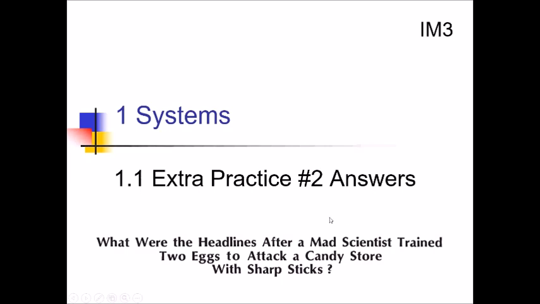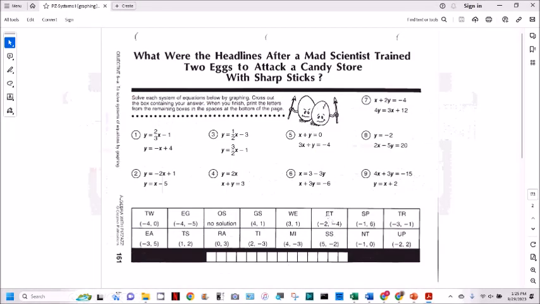So for this particular puzzle, let me show you the puzzle here. We're given 9 systems of equations that we're supposed to solve by graphing. And then we have to cross out the box containing our answer, which will be a point. When we finish, we're just going to print out the letters of all the boxes that we did not cross off down here below. And the riddle that we're supposed to solve is, what were 2 headlines after a mad scientist trained 2 eggs to attack a candy store with sharp sticks? Sounds very violent. Let's go and get started.